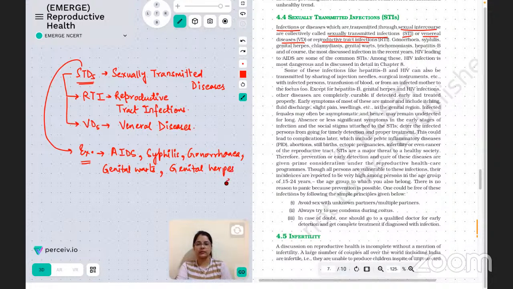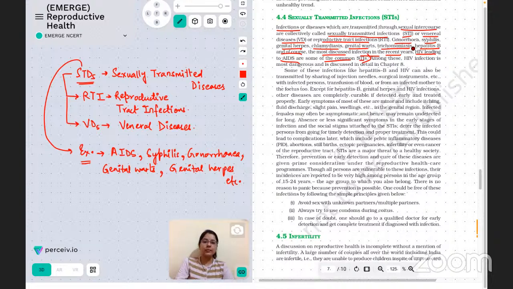There are many more. Trichomoniasis and all those things, there are many. Your hepatitis B, okay? So this includes gonorrhea, syphilis, genital herpes, chlamydiasis, genital warts, trichomoniasis, hepatitis B, and of course the most discussed infection in recent years, which is HIV, that is leading to AIDS. These come under the most common STIs, that means sexually transmitted infections.